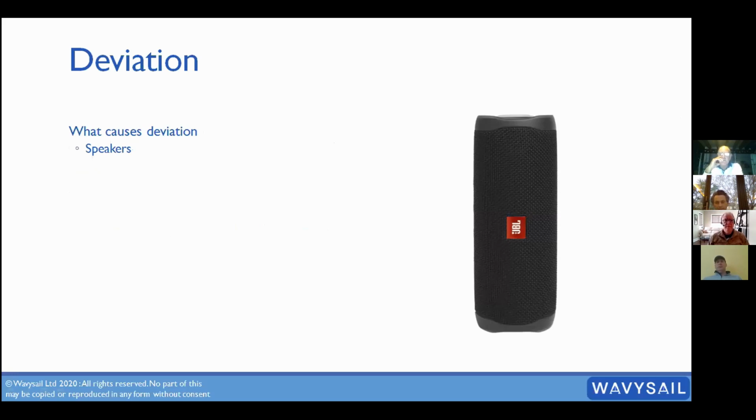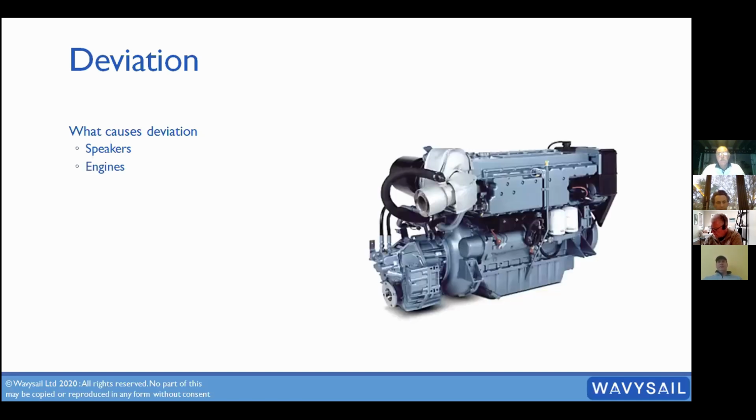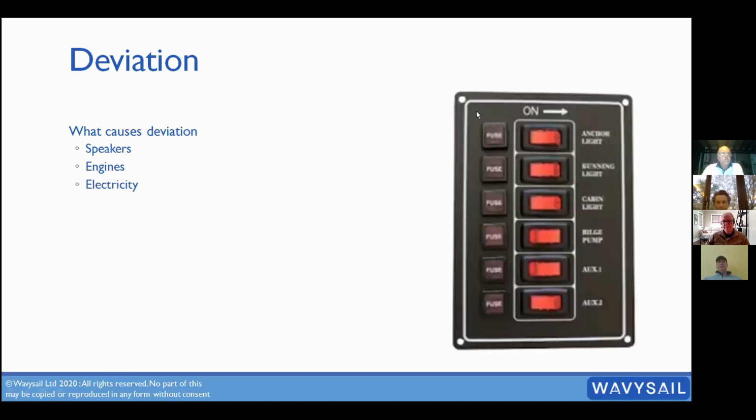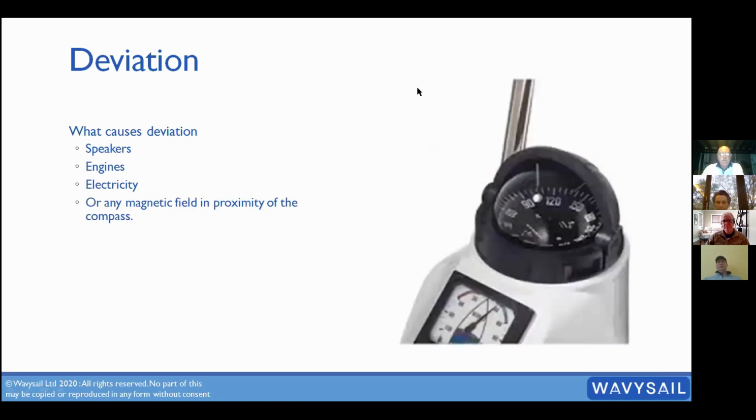Not such fixed items, like somebody putting a speaker by a compass because they want to listen to music in the middle of the night, and that speaker has got a whopping great magnet in it. That will throw your compass out. It is still deviation, but it'll throw the compass out enormously. Engines, whether they're running or not, create a magnetic field. Electricity has a magnetic field to it. Okay? Anything in the proximity of that will swing that compass around.